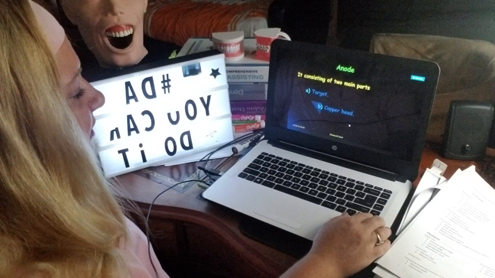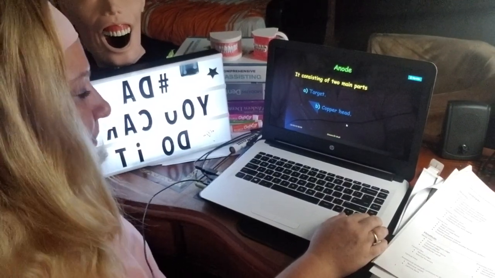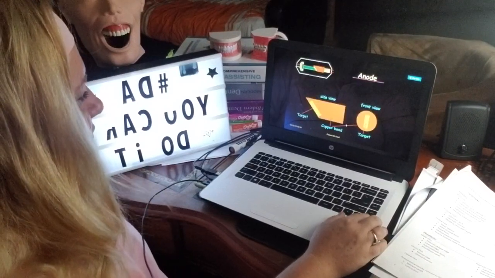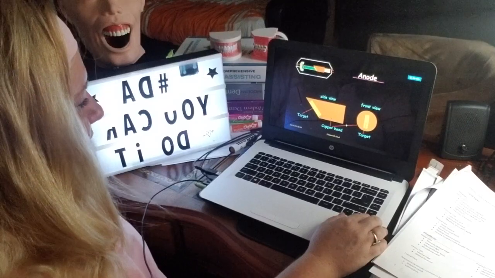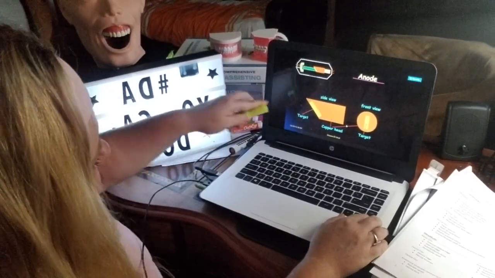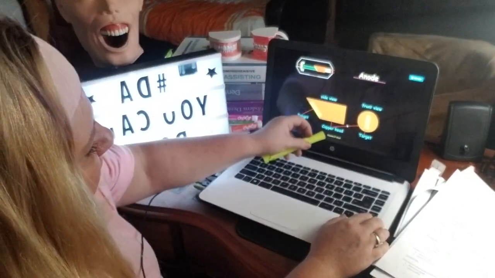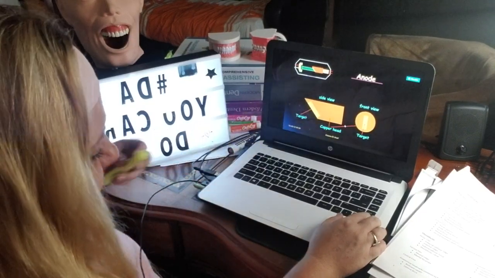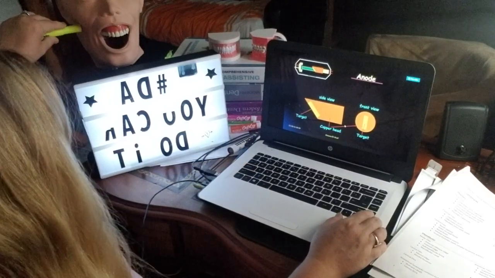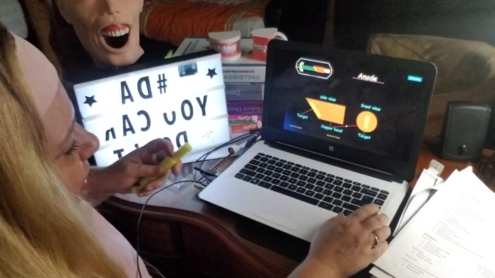Anode. It consists of two main parts: A, target, and B, copper head. There's your anode. This is the tungsten target right here. This is the side view of the PID, the copper head with the target inside of it. In the front view, if you ever look inside of the PID, if you turn it this way, you will see the target right there.